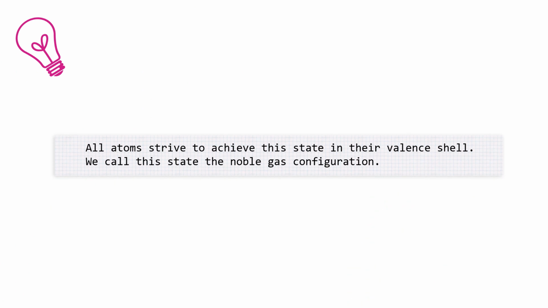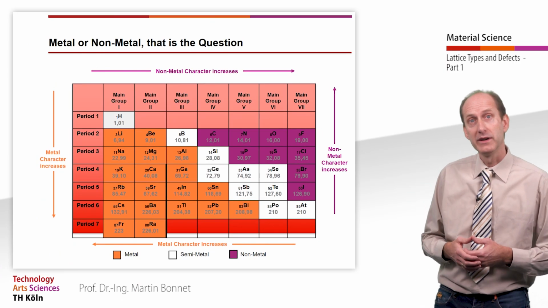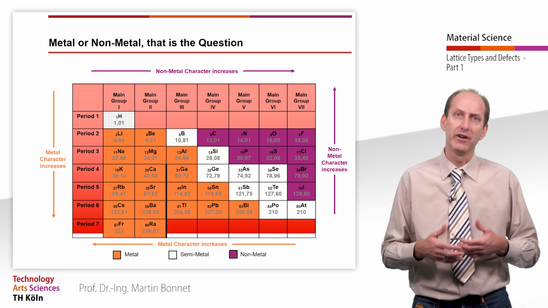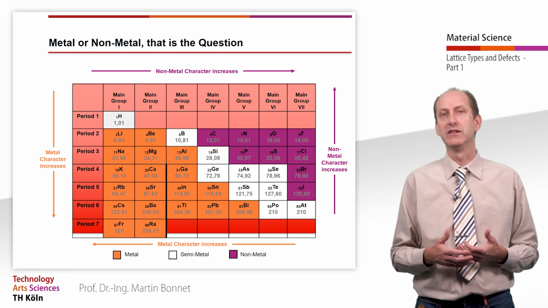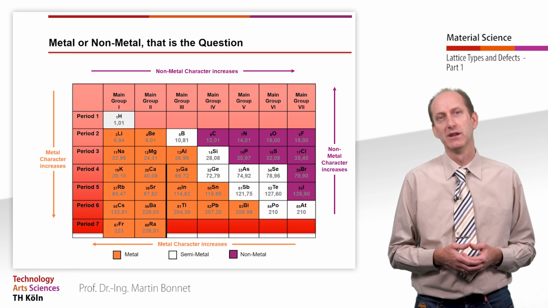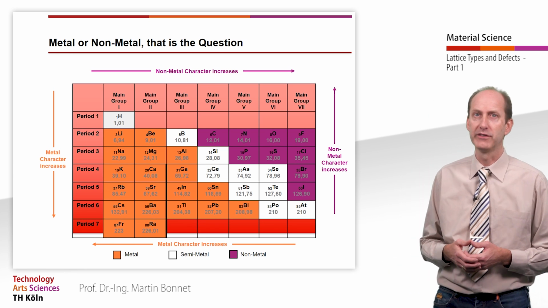All atoms strive to achieve this state in their valence shell. We call this state the noble gas configuration. Except, of course, in the case of noble gases themselves, electrons are either lost or gained to achieve the stable noble gas configuration.